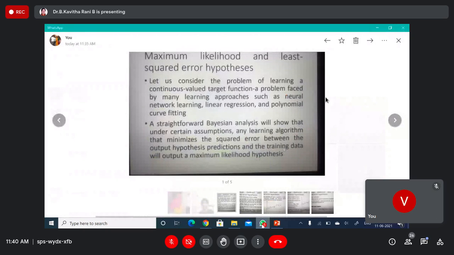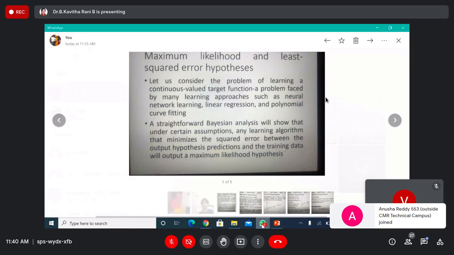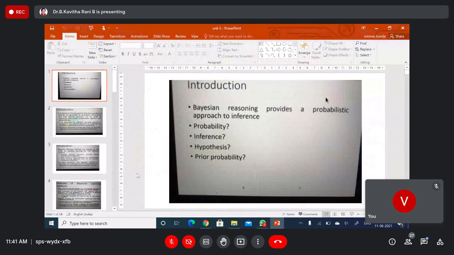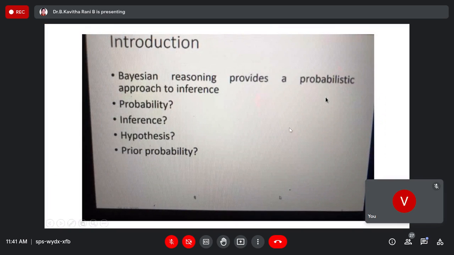The next concept is maximum likelihood and least squared error hypothesis. Before going to this topic, I want to tell you, when you are finding the hypothesis, what will happen? You will get some hypothesis. You are having different types of training examples.